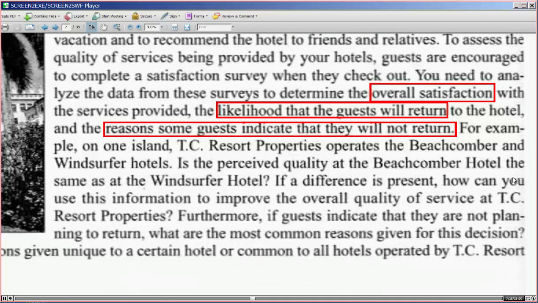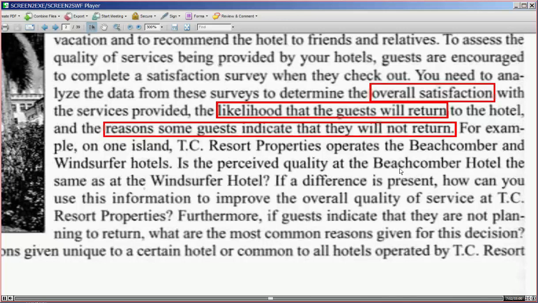And designer too, by the way. So for example, on one island, TC Resort Properties operates the Beachcomber and Windsurfer hotels. That's 2 hotels. Is the perceived quality at the Beachcomber hotel the same as the Windsurfer hotel? Perceived quality, they do not define it here. It may be some sort of combination of scores, we'll see later.